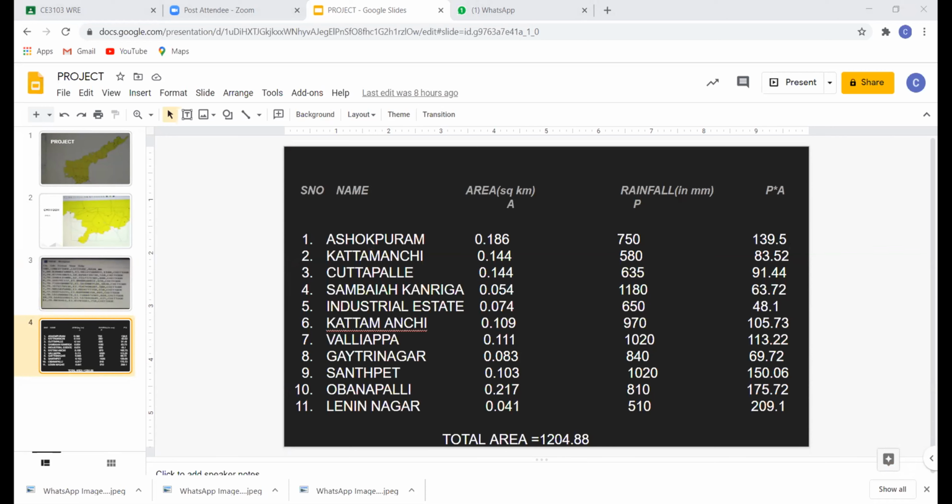Are you sure this is a Chittoor district? None of the names sound familiar to me. Okay, so because you have said area square kilometer in that third column and the numbers are 0.186, 0.144, I'm not sure if this is correct. Because the total area of Chittoor district is, I know this by heart, about 15,000 square kilometers. So something is wrong over there. I don't know what it is. And if you add up all those numbers that you have over there, that doesn't add up to 1,204. So there's a units issue. I can see this clearly. Anyway, okay. So what's the final answer?